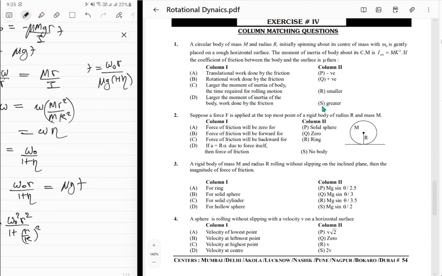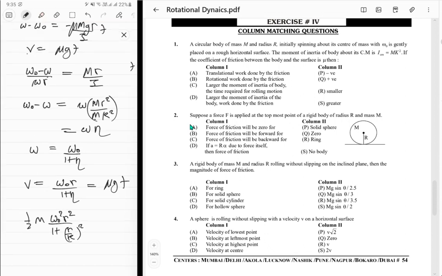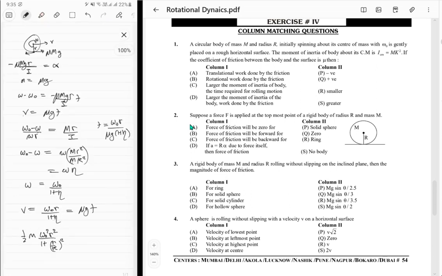So larger moment of inertia of the body, work done by the friction. Well, the work done by, oh, so the total work done. Ooh, that's going to be different. It's going to be negative, yes. And looking at the translational work done, in the end it's just this work plus the rotational work done, which is just the change in half I omega naught squared. Oh, that's really, really bad.